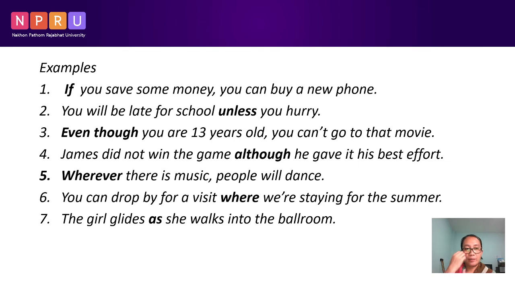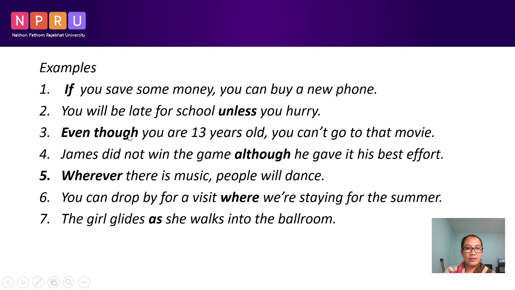So let's say, for example, okay, number 1, if you save some money, you can buy a new phone. So where is the connector? It's at the beginning, and there is a comma in the middle. So take note of that. Number 2 example, you will be late for school unless you hurry. So what is this? It's in the middle and there is no comma. So the connector is the word unless.